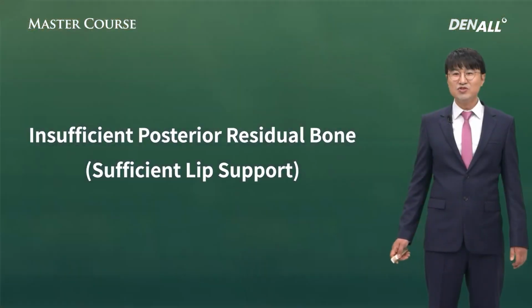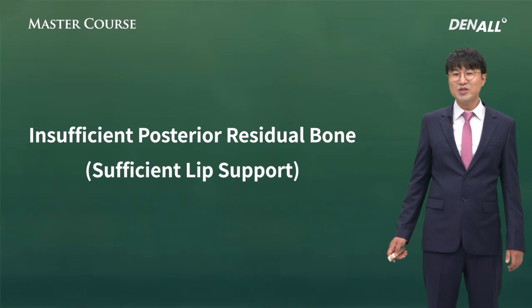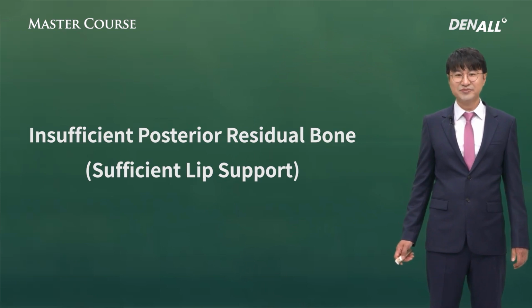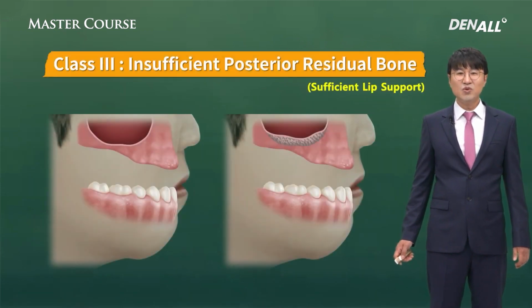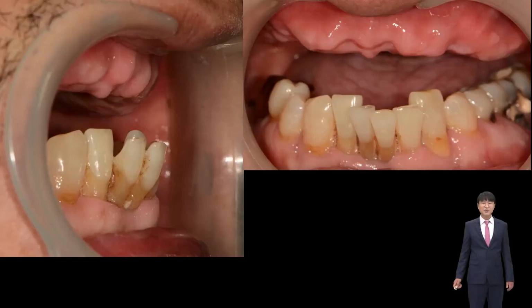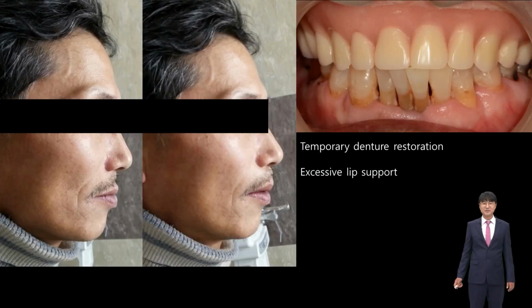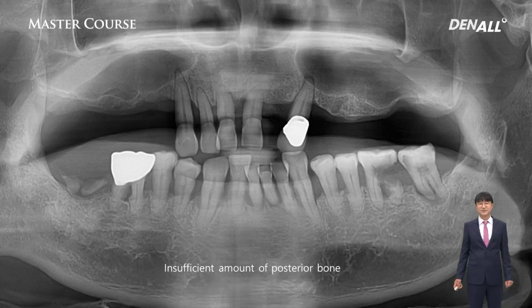Next, there's sufficient lip support but insufficient bone. So you could think about bone grafting. Lip support seems to be sufficient. And when you create a temporary denture, there's excessive lip support. Then if you use a removable here, the patient might complain about a protruding mouth.